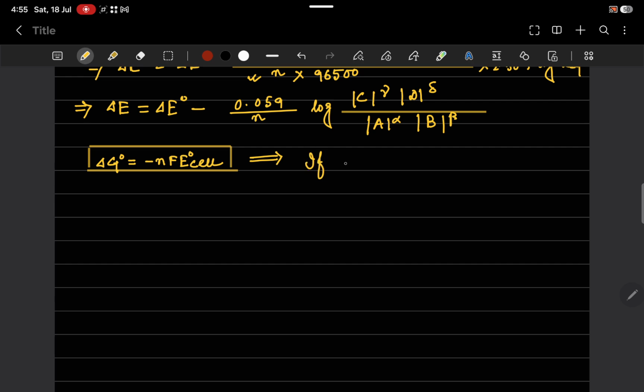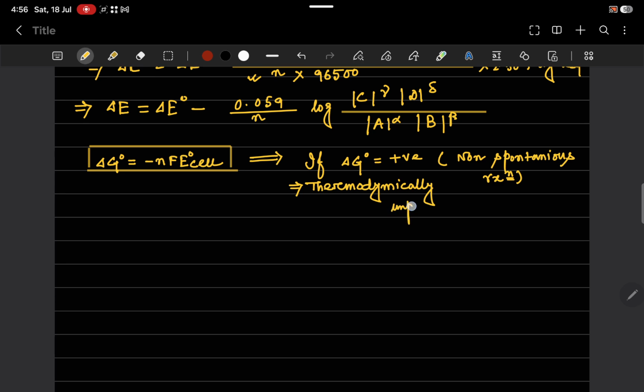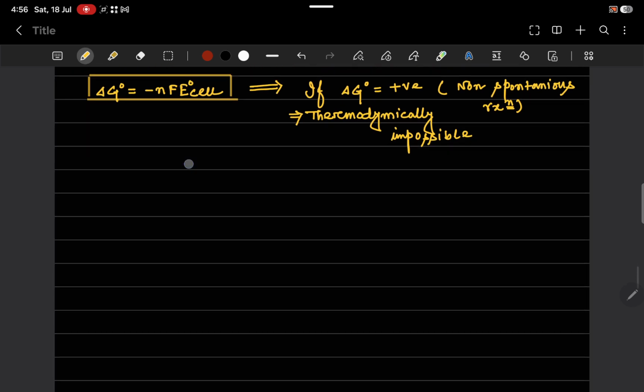if delta G0 is positive, then it is a non-spontaneous reaction, that means thermodynamically impossible.